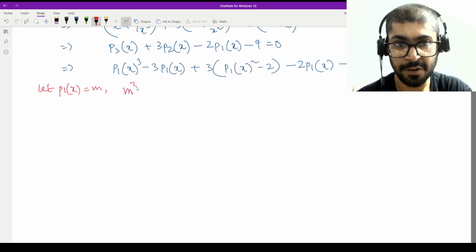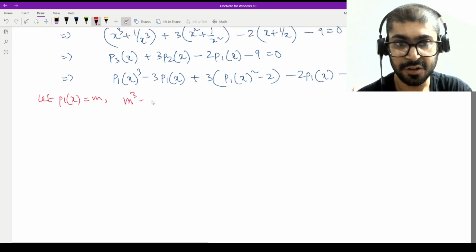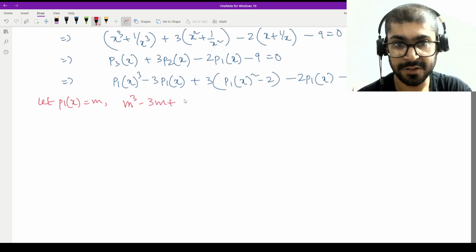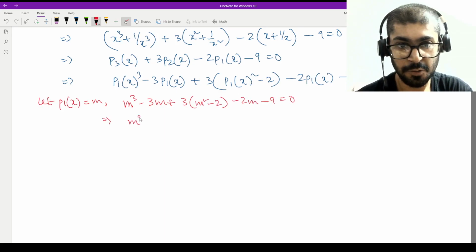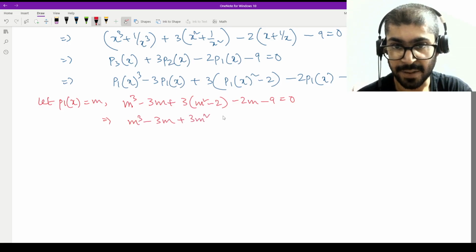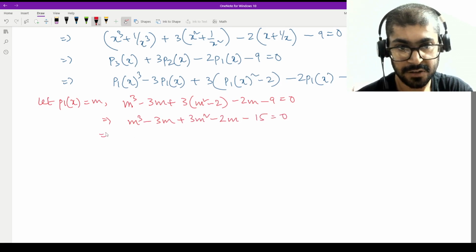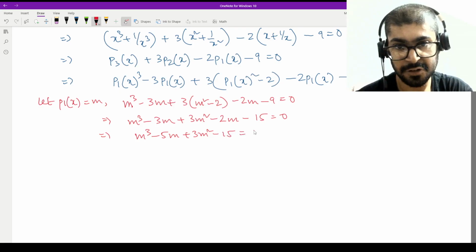So you get m cube minus 3m plus 3m square minus 2 minus 2m minus 9 equal to 0. That would give you m cube minus 3m plus 3m square is minus 6 minus 2m minus 15 equal to 0. This means m cube minus 5m plus 3m square minus 15 equal to 0.